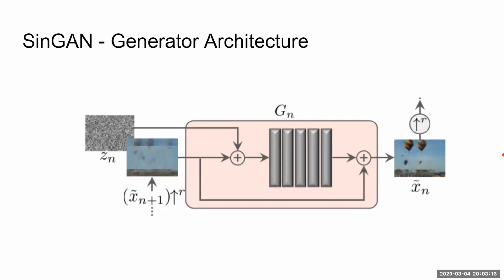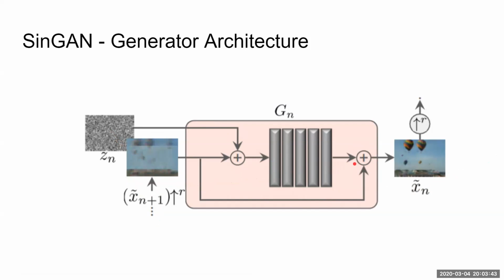So this is the generator's architecture. It uses residual connections also, like in ResNet. From the previous level, it takes the upscaled image and combines it with the noise, and then it is passed through 5 convolution blocks, and again the upscaled image is added here. So here is the reconstruction loss.